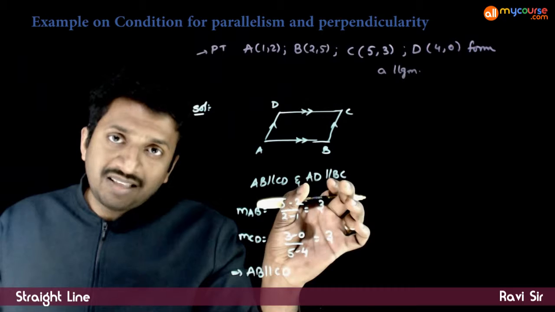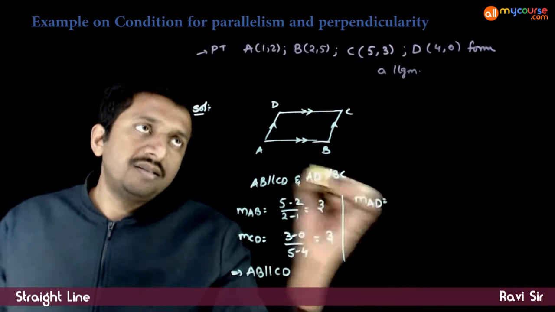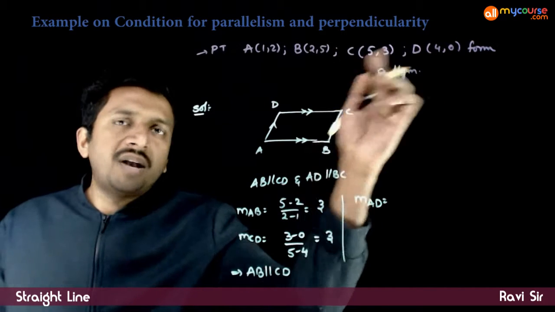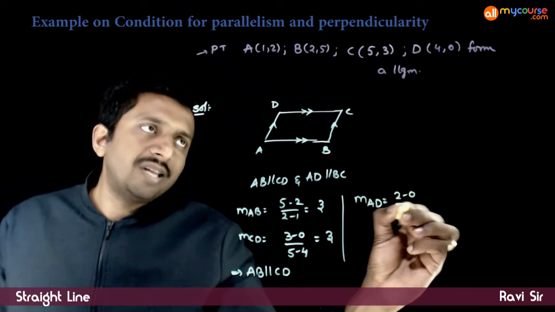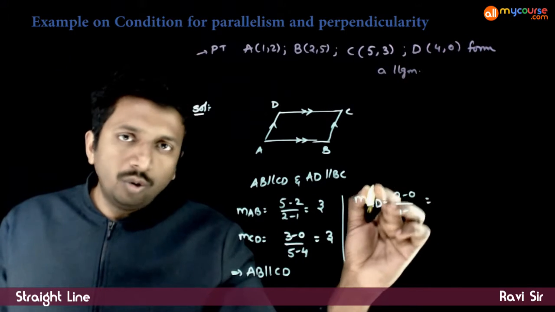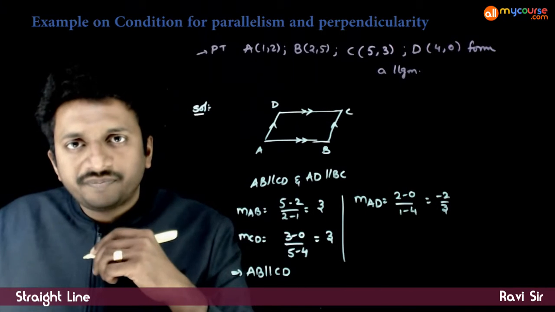Next, let us take these two. What is the slope of AD? So the slope of AD is (2 minus 0) by (1 minus 4). That is equal to 2 by minus 3, which is the same as minus 2 by 3.